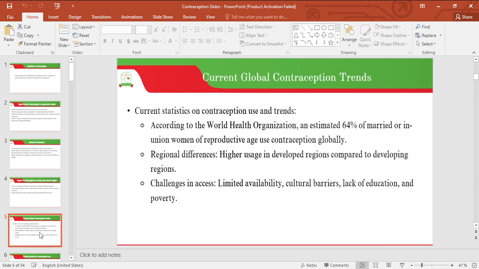There are also challenges in access: limited availability, cultural barriers, lack of education, and also poverty. You may find that some women cannot easily access contraceptives because of cultural barriers behind it. Also, if somebody has not been given education regarding the advantages of contraception, then individuals or women may not go for contraceptives because they don't know how good they are. And also poverty: women who are poor may not get access to contraceptives, because they could be expensive.